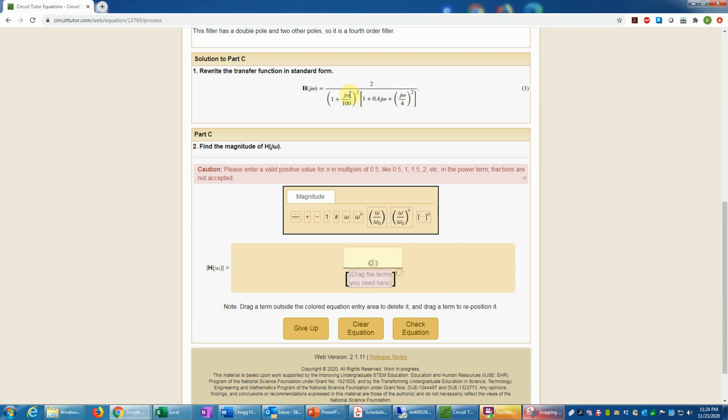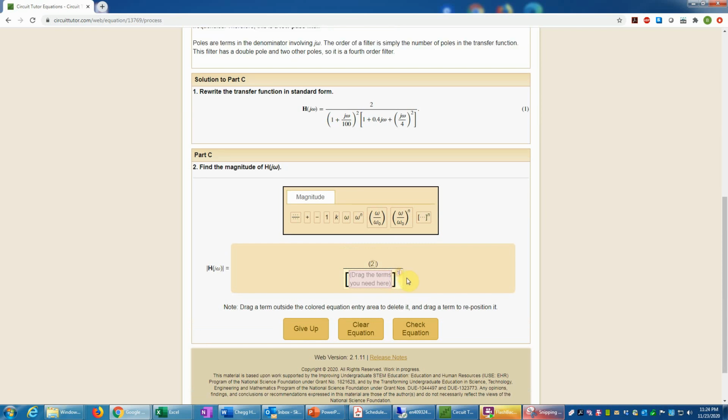The imaginary part would, of course, be omega divided by 100, because that's what multiplies j. However, this entire term is squared as a double pole, and therefore I'm not going to take its square root. I'm just going to put it to the 1 power, so I'll put a 1 there in the exponent. I just need the brackets to group the terms together. Let's just do that part first.